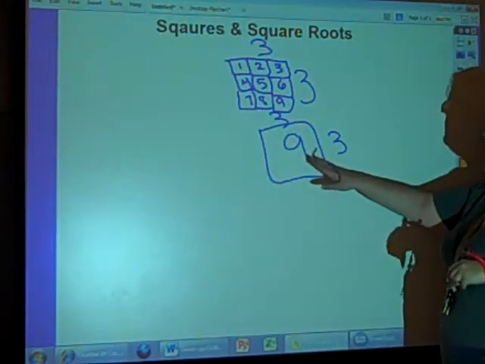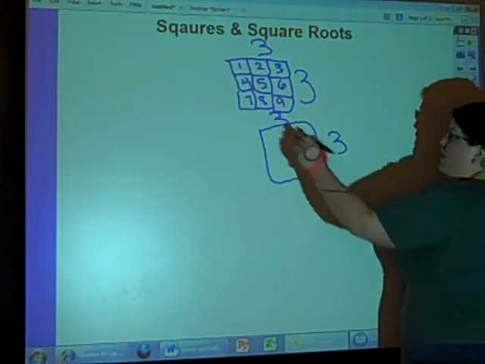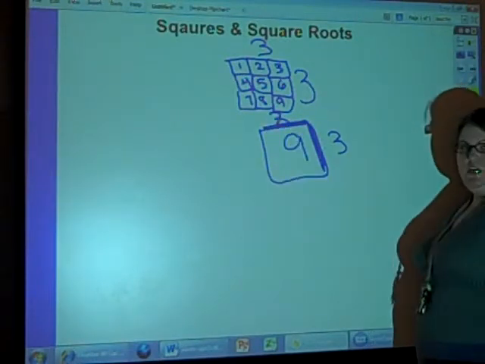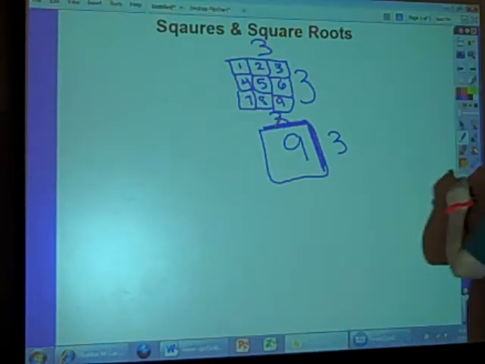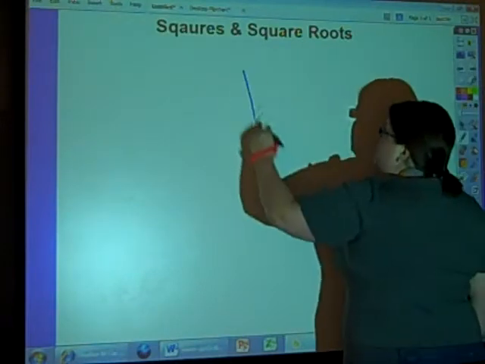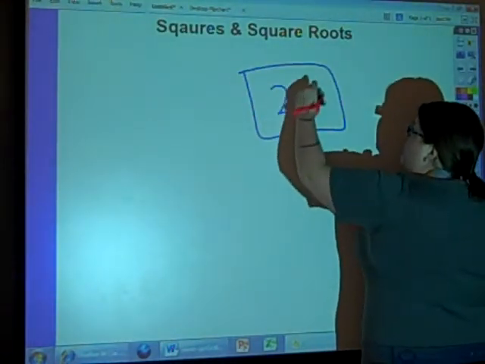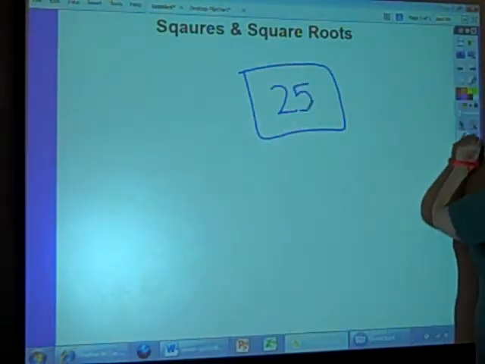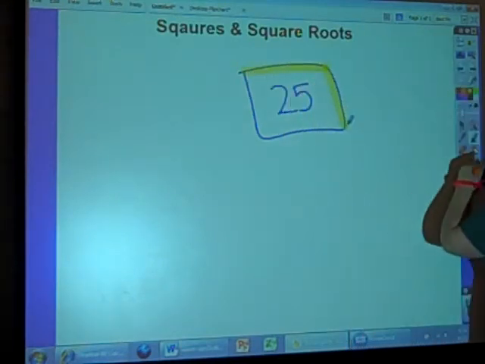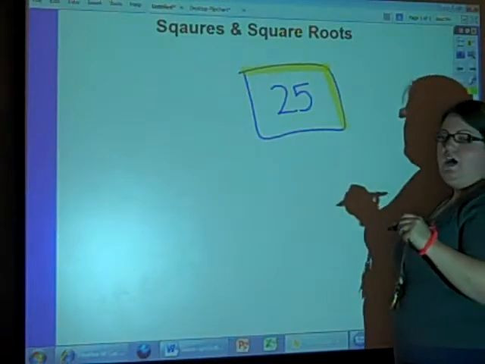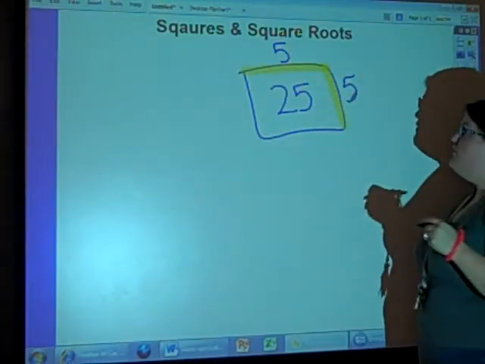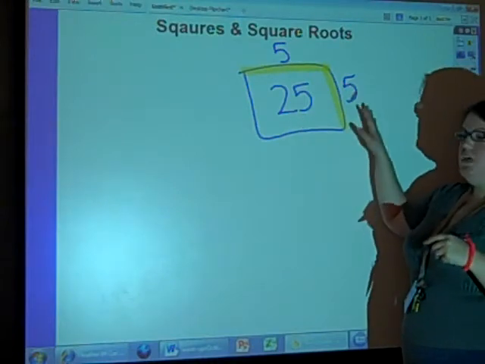So 9 is a perfect square because both sides are the same length of 3, and that makes a perfect square. If you had a square with an area of 25, 25 would go on the inside, and you would ask yourself, what side lengths, when multiplied together, give me 25? You should be able to say that your side lengths were 5. Therefore, the square root of 25 is 5.